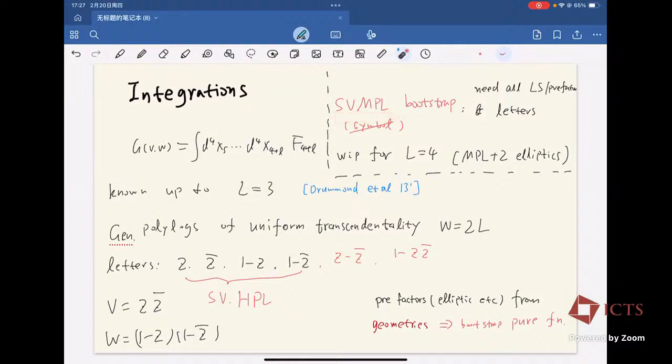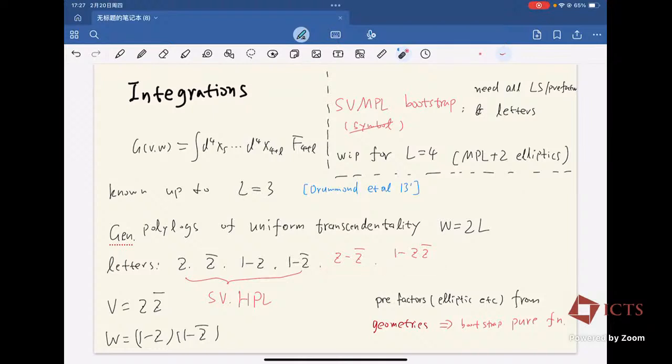I won't go into any detail about these functions, but for the experts in the audience, these are generalized polylogs of uniform transcendentality weight 2L, but they have a very simple alphabet. For most of these integrals, they only depend on 4 letters: z, z bar, 1 minus z, and 1 minus z bar. These integrals are known as the single-valued harmonic polylogs. And with more complicated integrals, you can see a 5th letter, like z minus z bar, or sometimes you see 1 minus z bar.